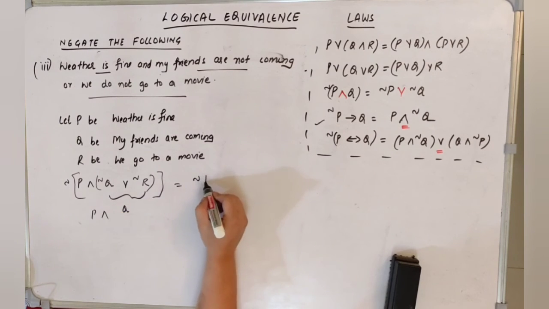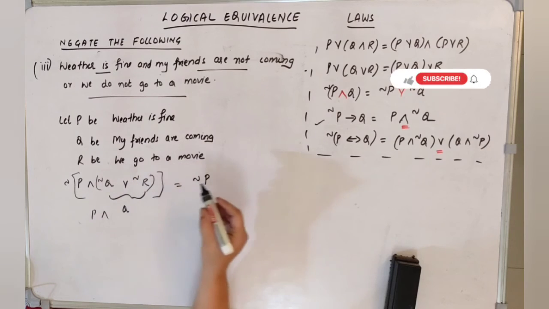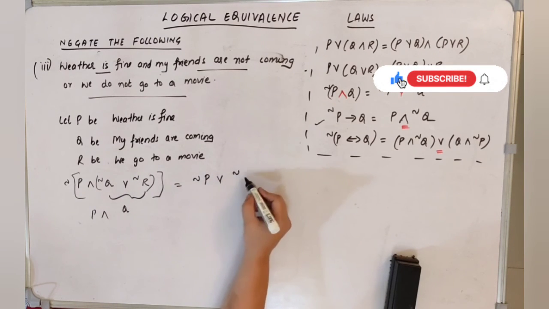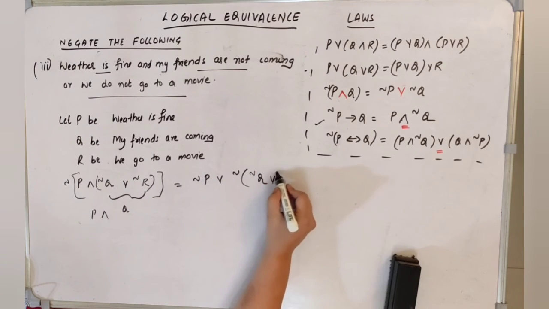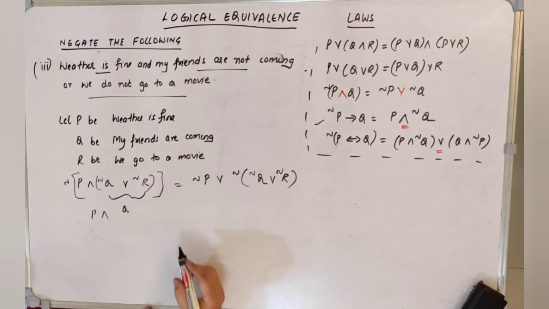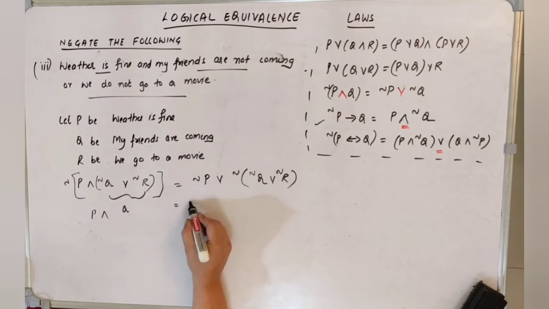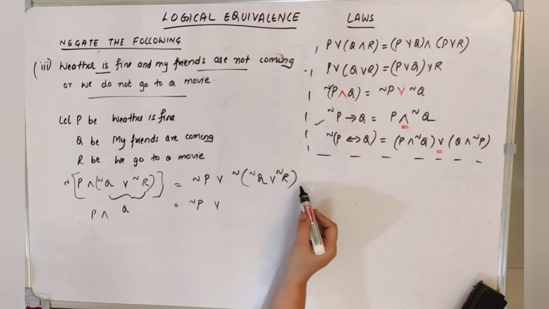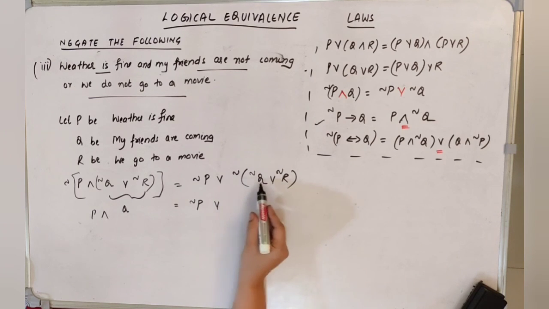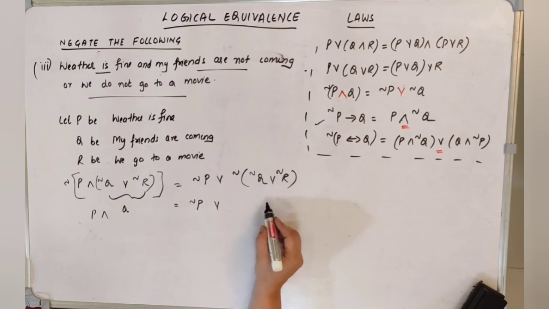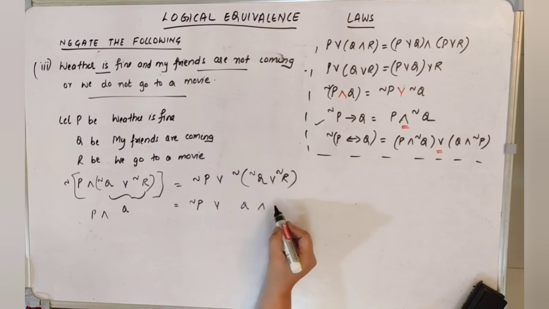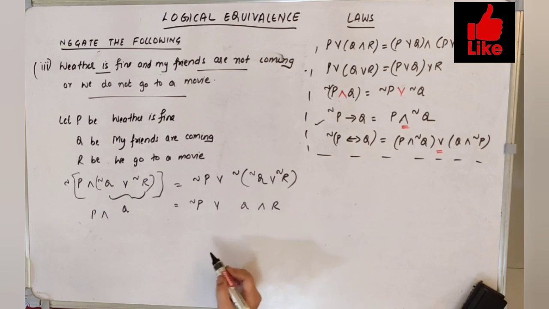So this is going to be not of P. This and is going to become or not of this entire thing. So let's split this further. This is going to be not P, or now we'll have to split this using the negation rule. So what's going to happen? Or is going to become and. This is going to be double negation. So it's going to be Q and R.